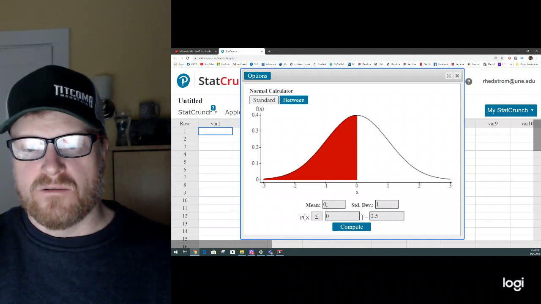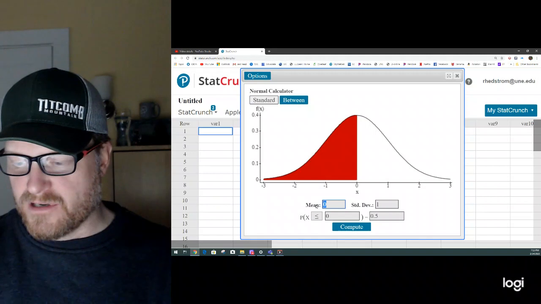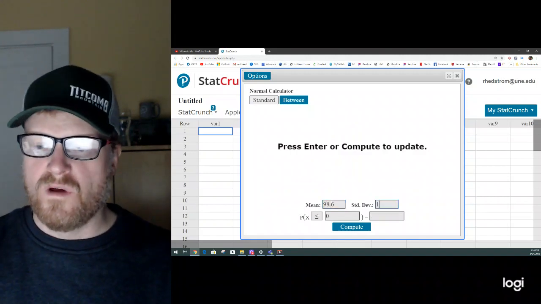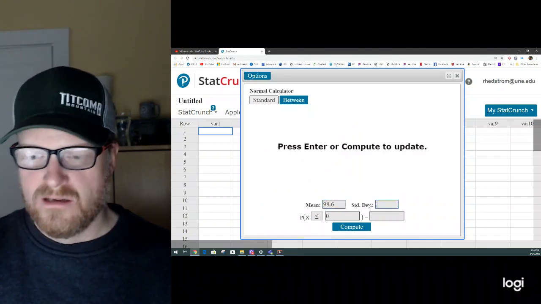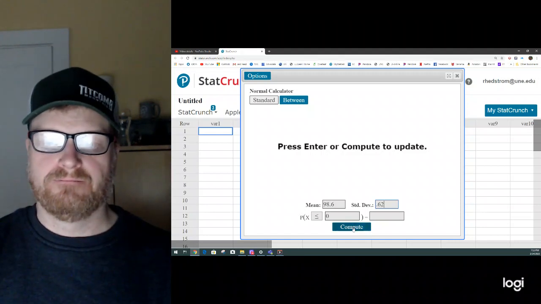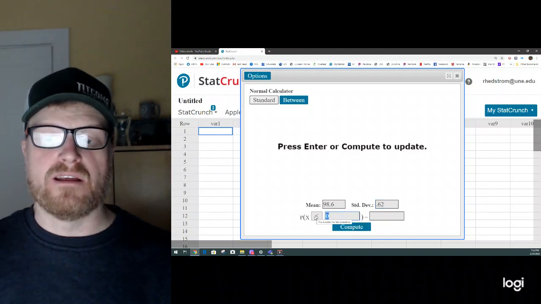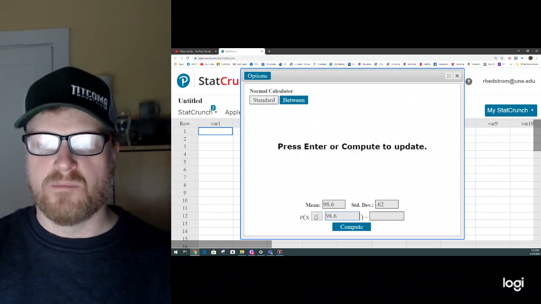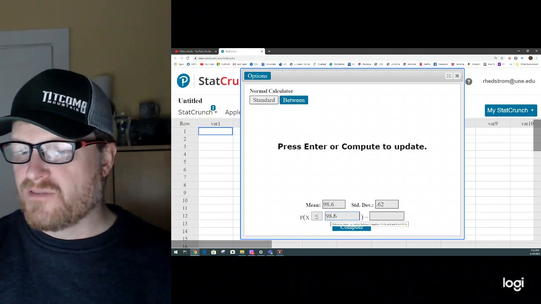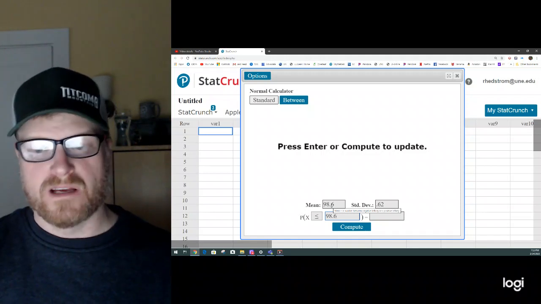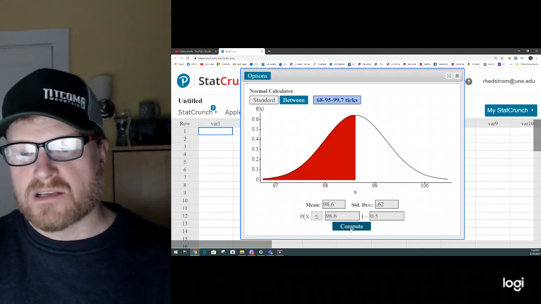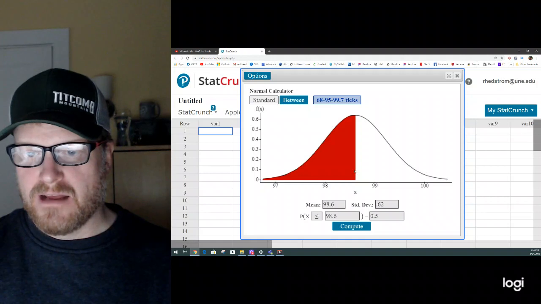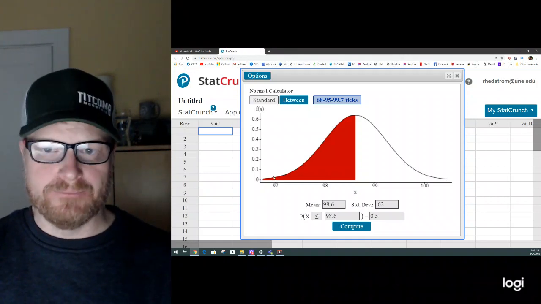Let's say that you work in a hospital and the mean body temperature is 98.6 with a standard deviation of 0.62. And you want to know the probability that somebody has a body temperature less than or equal to 98.6. Now, since this x value is the same as the mean, we expect it to be half the curve, and that's what we're going to get. We're going to get half of this actually shaded.